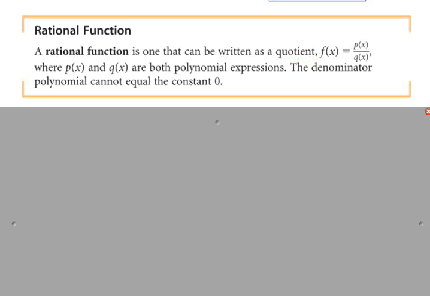This rational function just takes on the form p of x over q of x. So what they're saying is the numerator, the top, p of x, is a function, and the denominator, the bottom, q of x, is a function. So in a sense, we're creating a function that is made up of two other functions as a fraction.